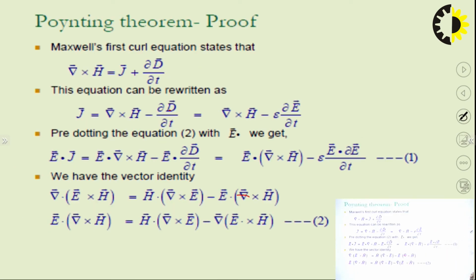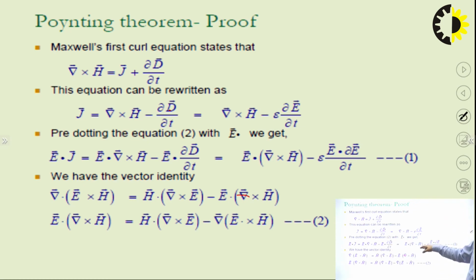So for the derivation, let's once again quickly have a review. We started the derivation with Maxwell's fourth equation, that was del cross H is equal to J plus dD over dt. From this equation, we find the value of J. J is equal to del cross H minus dD over dt, or J is equal to del cross H minus epsilon dE by dt, because D is the electric displacement vector, which is equal to epsilon into E. Now on taking the dot product of this equation from both sides, what will we get? We will get E dot J is equal to E dot del cross H minus E dot dD over dt, and the value of D is epsilon E.